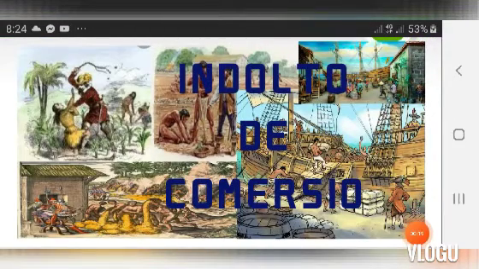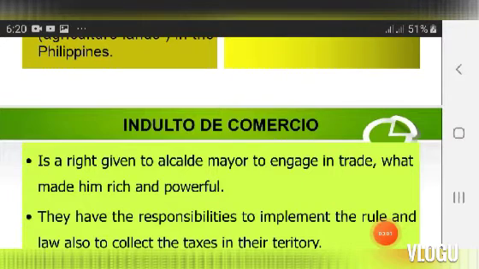Next, the Indulto de Comercio. Indulto de Comercio, also known as a license to trade, was issued to the alcalde mayor. It was a means to prevent them from using the polo or tax for their own personal needs and to control the market.